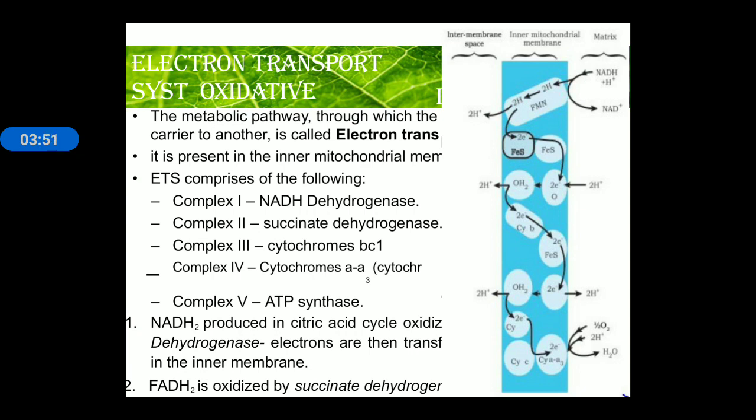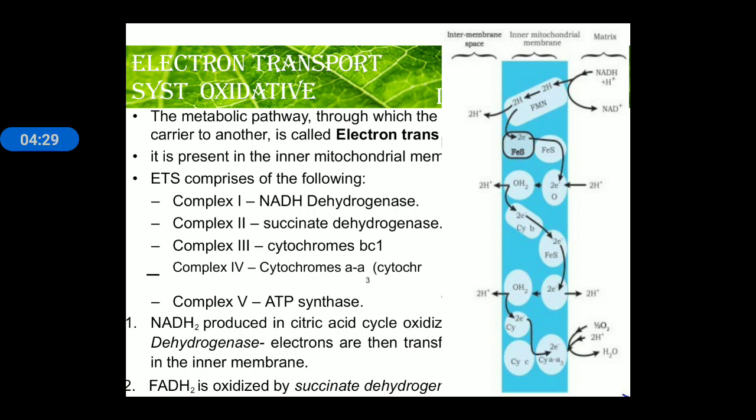This is the metabolic pathway in which electrons are transferred from one carrier to the next carrier, and this electron transport system is present in the inner mitochondrial membrane. The electron transport system comprises the following complexes: complex 1, 2, 3, 4. Complex 1 contains NADH dehydrogenase. Complex 2 contains an enzyme known as succinate dehydrogenase. Complex 3 is known as the cytochrome bc1 complex, and complex 4 is the cytochrome a and a3 complex. Complex 5 is named the ATP synthase complex.